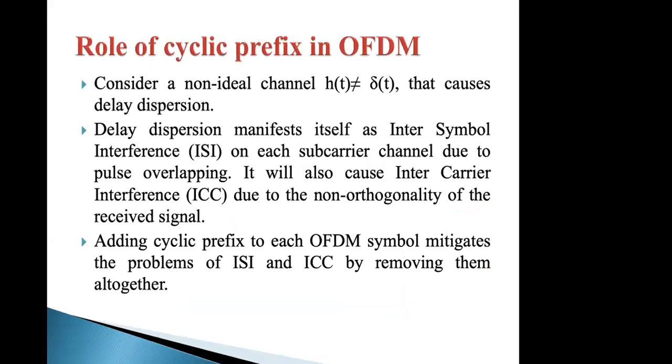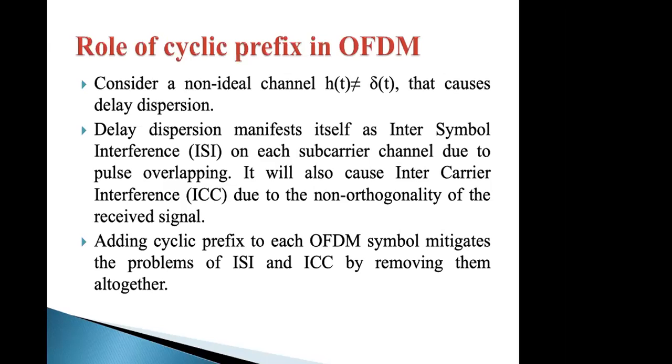Also, there is a role of the cyclic prefix. Yesterday I talked about the cyclic prefix. This is actually because of the non-ideal channel. Some delay dispersion will happen in your communication channel. Because of this, there is a chance of intersymbol interference. Also on each subcarrier channel, due to pulse overlapping, there is always a chance of intersymbol interference and intercarrier interference due to non-orthogonality.